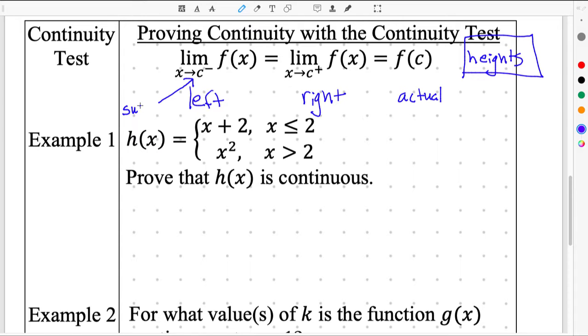Please label it in your notes. Suspect point. We don't know if that point is continuous or not. He's a suspect. We don't know if he's guilty or innocent. So this 2 right here, that is also our suspect point. Label it.